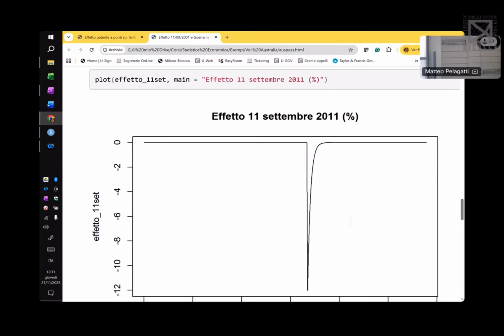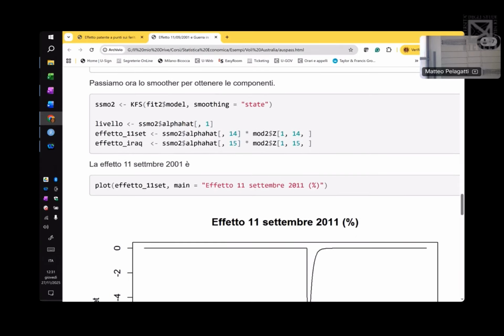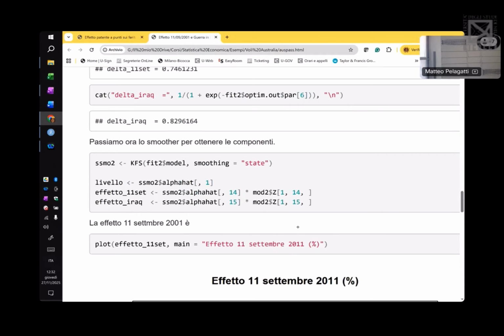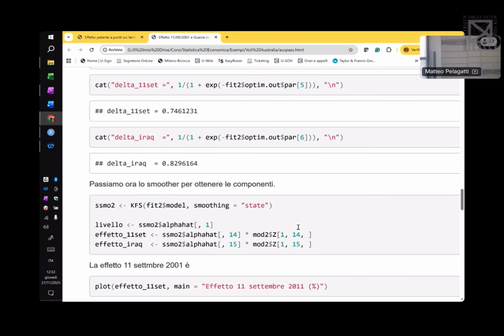The delta here was, so it was again 0.75, so 75%. A decrease of the effect, I mean 25% every subsequent month. The effect goes down by 25%. Okay? So the complement. It's slower with the Iraq war.